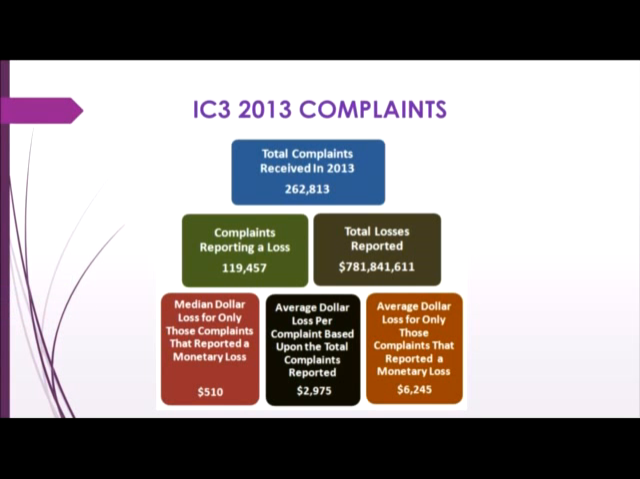Next, we will look into the 2013 annual IC3 report developed by the FBI. IC3 stands for Internet Crime Complaint Center. As you can see, in 2013, there were a total of 262,813 complaints and a total of $781,841,611 reported loss due to computer crimes and fraud. And on average, that comes to a whopping total of $2,975 per complaint.